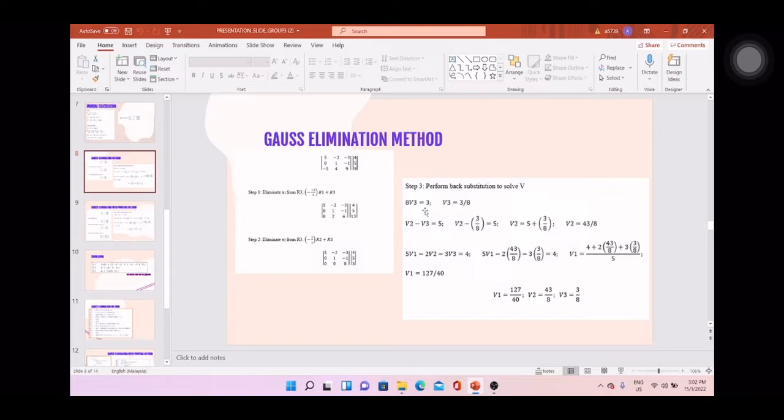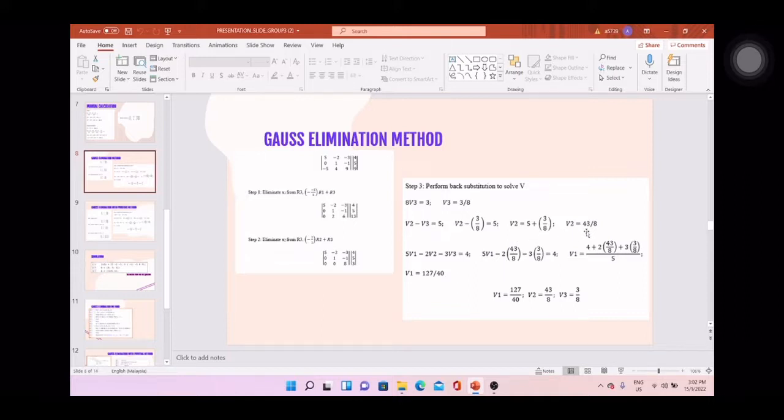For step 3, perform back substitution to solve for V. 8V3 equals 3, so V3 equals 3 over 8. V2 minus V3 equals 5, so V2 minus 3 over 8 equals 5. V2 equals 5 plus 3 over 8.